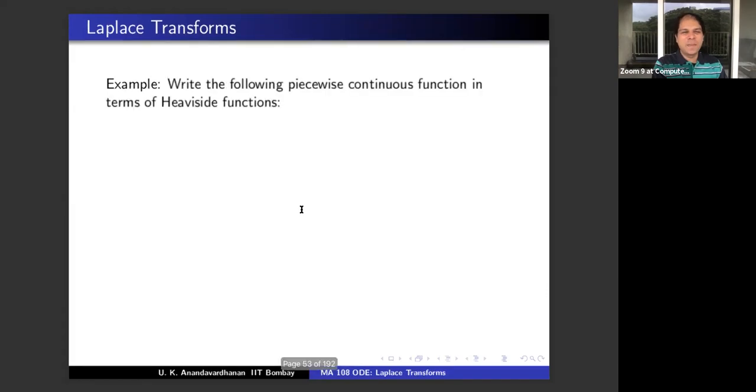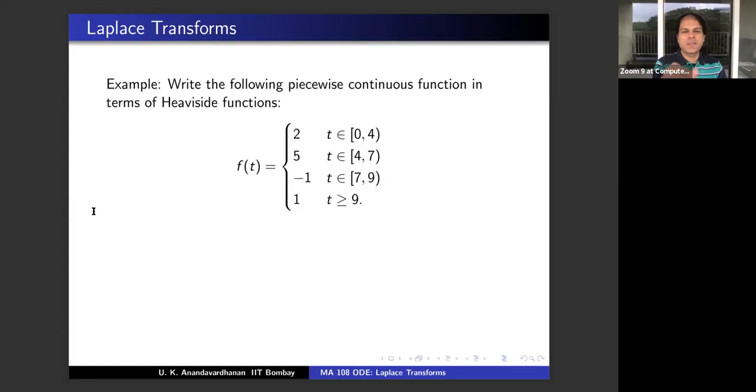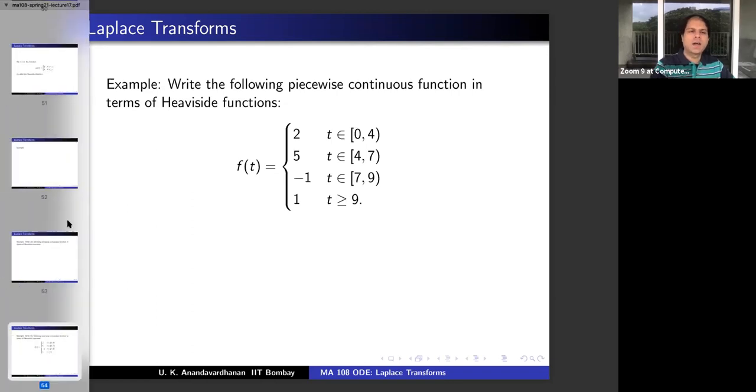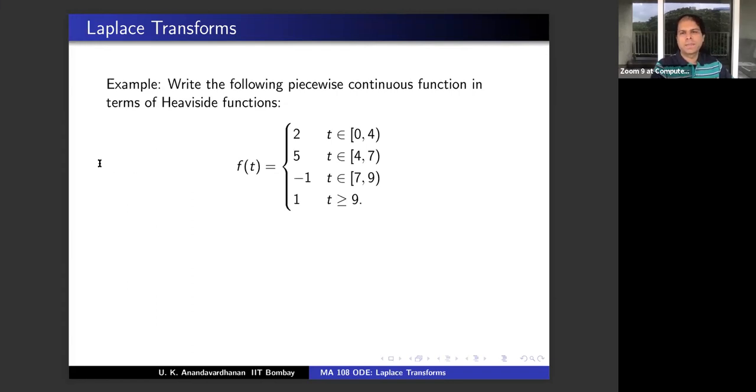And an example: let us write this piecewise continuous function in terms of Heaviside functions. Can you tell me the answer? You should write this as a linear combination of Heaviside functions. How will you do it? Because now we are going to do the Laplace transform of the Heaviside function, and once you have piecewise continuous functions like this, you should be able to convert them to Heaviside functions and then do the Laplace transform. So can you write this as a linear combination of u_c(t) for various c? You can do it and tell me the answer, and then I will check whether it matches with my answer.